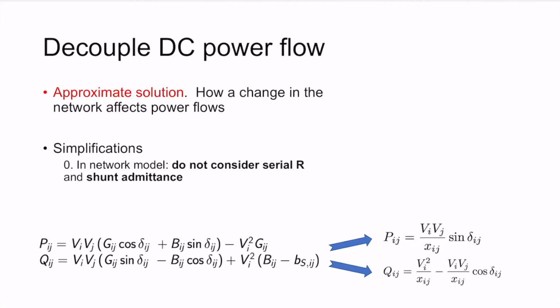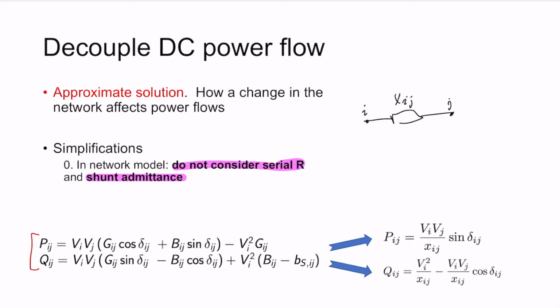Let's start with the first simplification. The first one is, well, we are not considering any kind of resistance and there is no shunt admittance. Now, any line will be modeled something like this. It will be a series element. This series element is the reactance of the line.